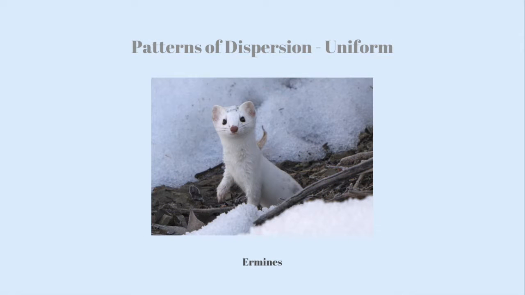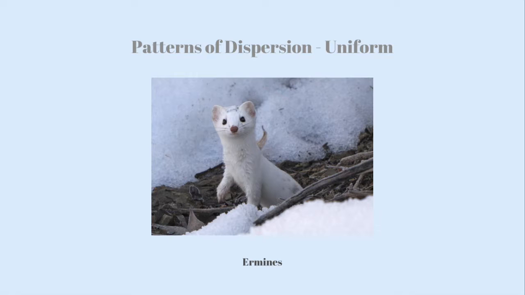A uniform or evenly spaced pattern of dispersion may result from direct interactions between individuals in a population. Animals often exhibit uniform dispersion as a result of antagonistic social interactions, such as territoriality, which is a defense of a physical space against encroachment by other individuals.